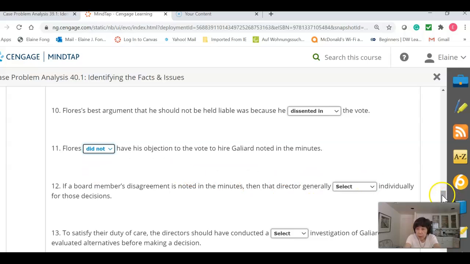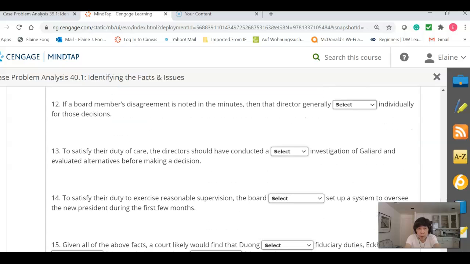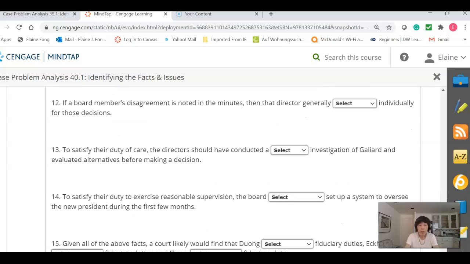Let me scroll up a little more. Right, number 12. If a board member's disagreement is noted in the minutes, then that director generally is not liable individually for those decisions. So if a board member disagrees, if it's noted in the minutes, that director will then not be liable individually for the decision. All right.